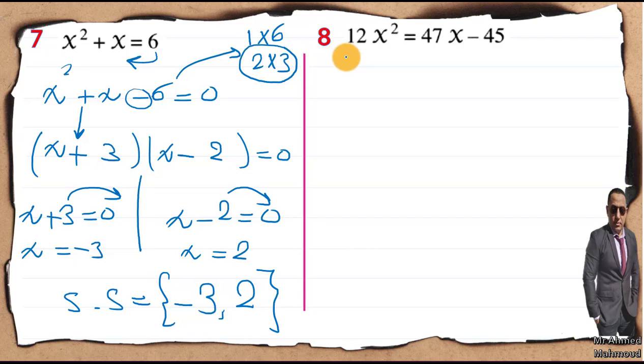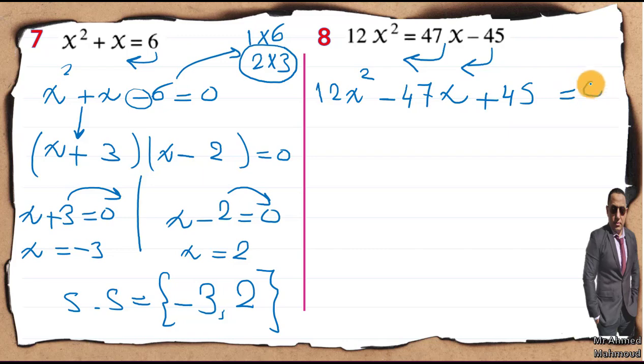Here, this equation, 12x power of 2 equal 47x minus 45. Now this is not a zero equation, so I have to send 47x and 45 to the left side. So I'm going to start with 12x power of 2. This is positive, so it will be negative 47x. This is negative, so it will be positive 45 equal 0.